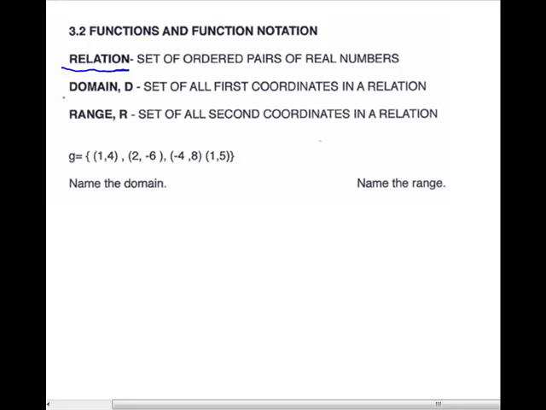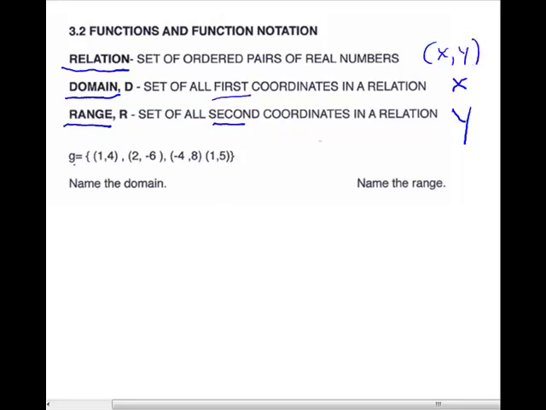Our next term that we need is domain. The domain is the set of all the first coordinates in the ordered pair. So it is the x's. Range is the set of all the second coordinates in an ordered pair or in a relation. And this is the y in our ordered pair x, y.